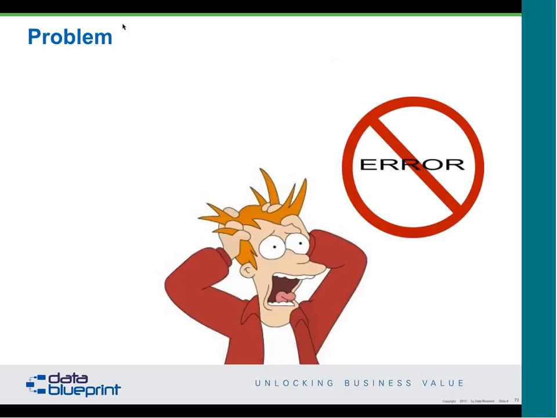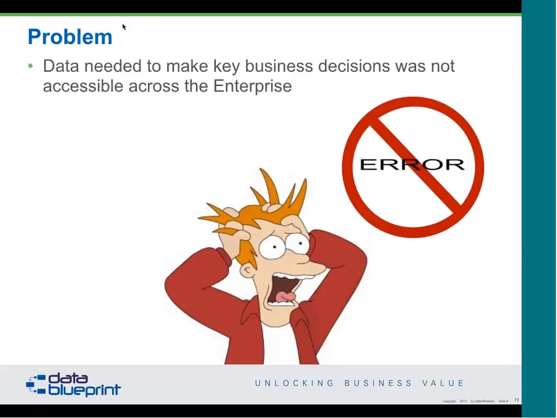And so the problem we came in to solve was that data needed to make key business decisions was not accessible across the enterprise. And really, we came down to 3 things. Timeliness, so reports are coming in weeks late, months late, sometimes a year late. Accuracy, when they did get reporting, it was all over the place. And then lastly, it was isolated into certain segments of the business. So HR really stayed in HR, finance stayed in finance, and so on.